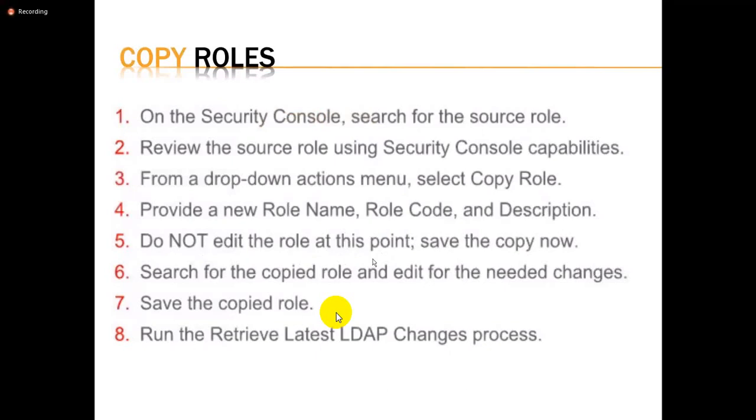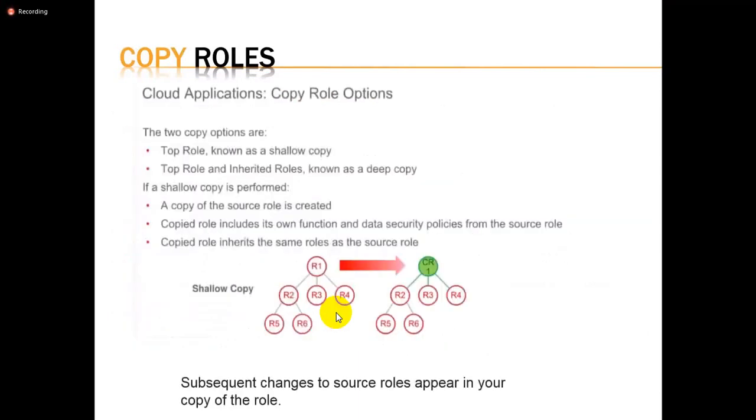Once the role got copied, then typically we have to run one ESS, enterprise scheduler process. And once you run this process, then get back to that role and modify it. Why do we need to run this process? I want to talk about that in a while. Next, while copying the role, there are two types of copying. We have a shallow copy and a deep copy.